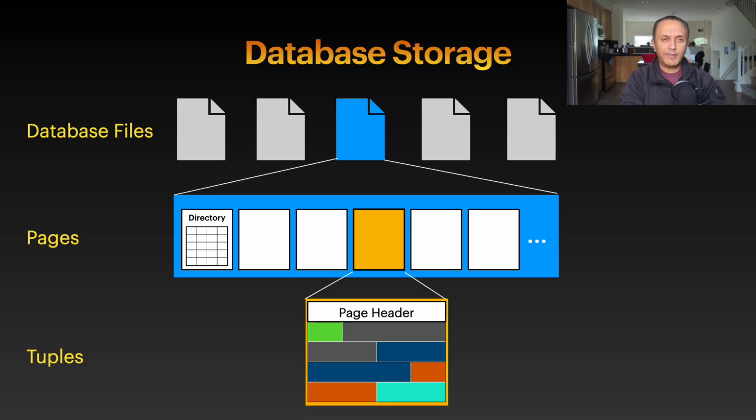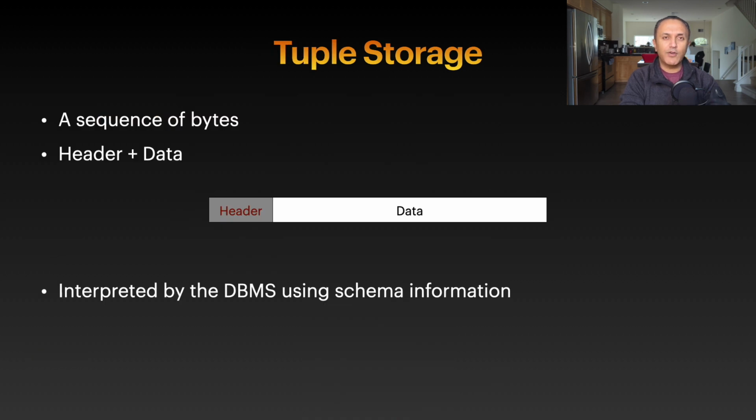Okay, so now that we've seen what tuples look like inside the pages, let's go even deeper and look at the tuple itself. What does the tuple look like? How do we organize the data inside a single tuple, and how does the system understand that information? So at a very low level, a tuple is basically just a sequence of bytes. That's the basic unit of storage that the system will understand.